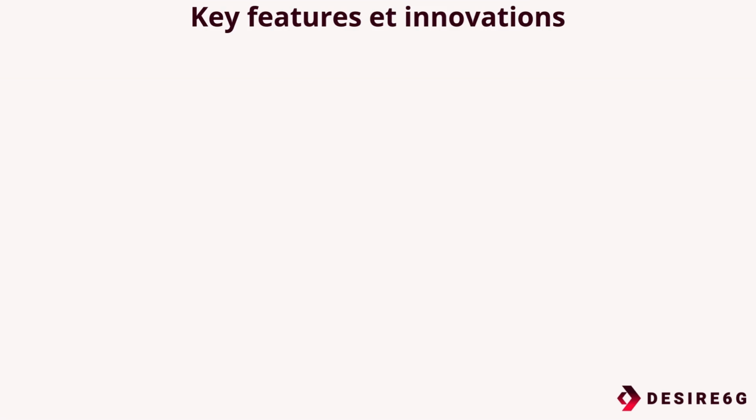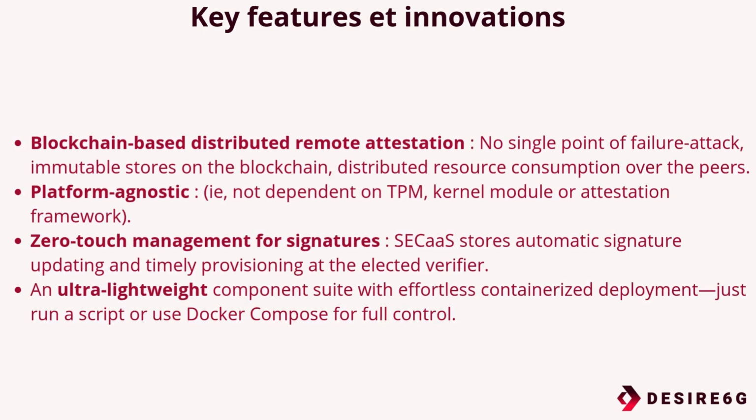Let's now talk about the key features of our remote attestation method. Blockchain-based distributed remote attestation: no single point of failure attack, immutable stores on the blockchain, distributed resource consumption over the peers. Platform-agnostic, not dependent on TPM, kernel module, or attestation framework. Zero-touch management for signatures, CSS stores, automatic signature updating, and timely provisioning at the elected verifier. An ultra-lightweight component suite with effortless, containerized deployment. Just run a script or use Docker Compose for full control.